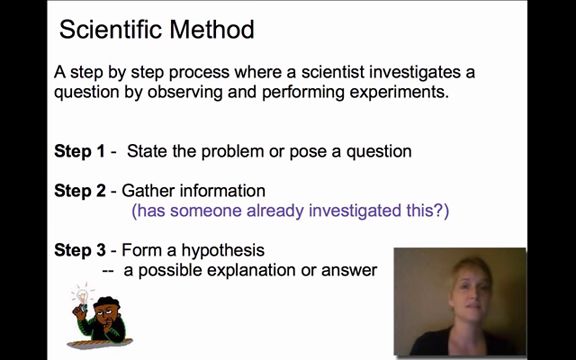This is the step-by-step process where we investigate a question. So we observe, we come up with a hypothesis, and perform experiments. But it goes in a process. So the first step is to state the problem or pose a question. The second step is to gather some information. Maybe somebody already knows this. Maybe we can just Google it and get the answer to it.